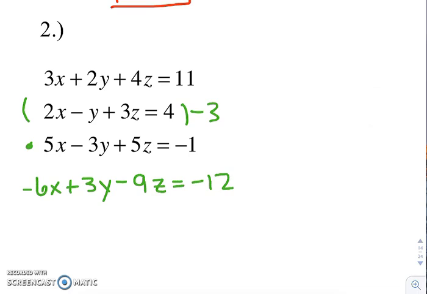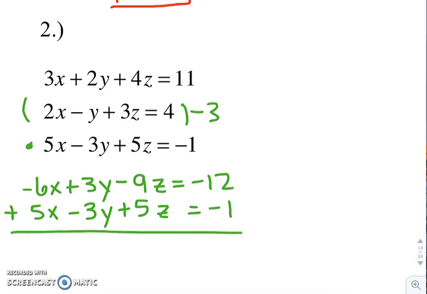The most important thing here, guys, is just making sure you take your time. There's so many steps involved that if you rush through it and you mess up, it takes a while sometimes to go back and figure out where we went wrong. So negative 6 and 5 gives us negative 1. Y's will cancel. Negative 9 plus 5 is negative 4z equals negative 13.